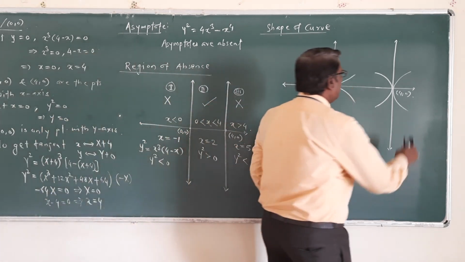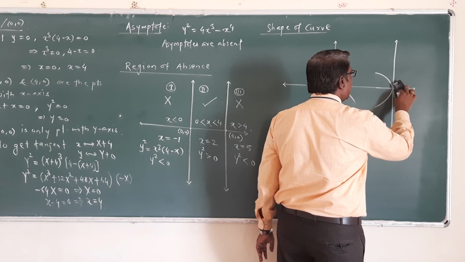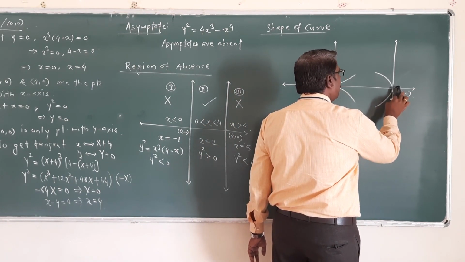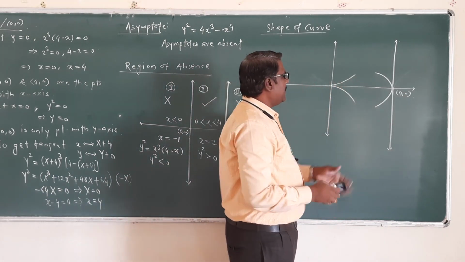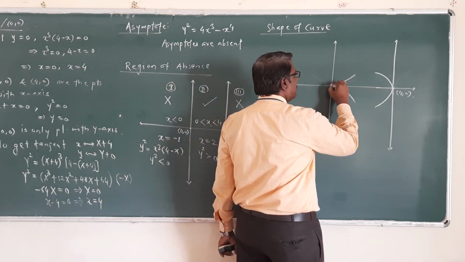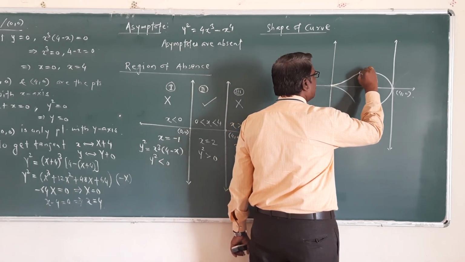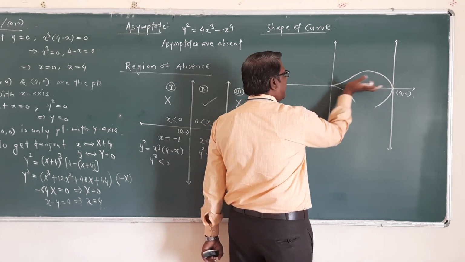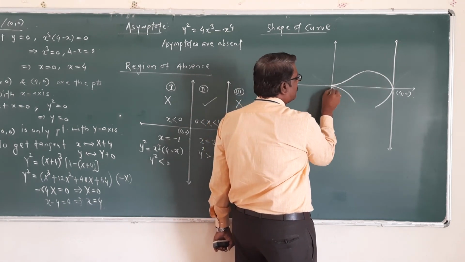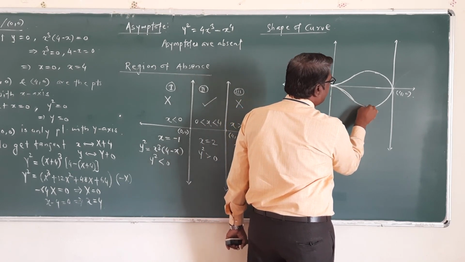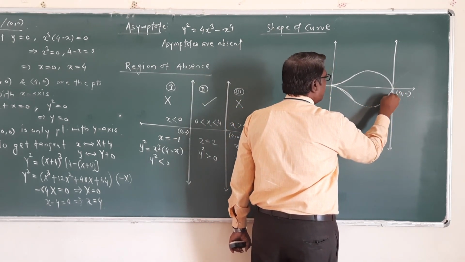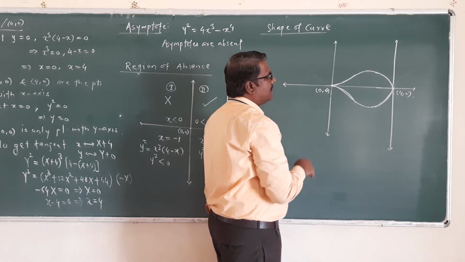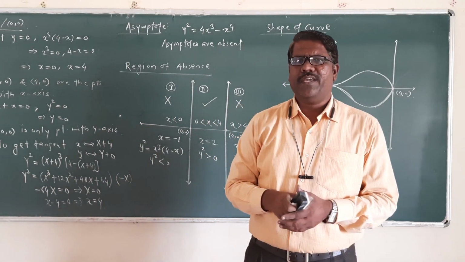So after 4 we will have to erase this part of the curve. Okay. And if two curves lie in the same partition, we join these two curves. When I join these two curves, I get a shape like this. And as this curve is symmetric about the x-axis, the remaining part will be like this. So this point is the origin. So this is the shape of the curve. Okay, is it understood?